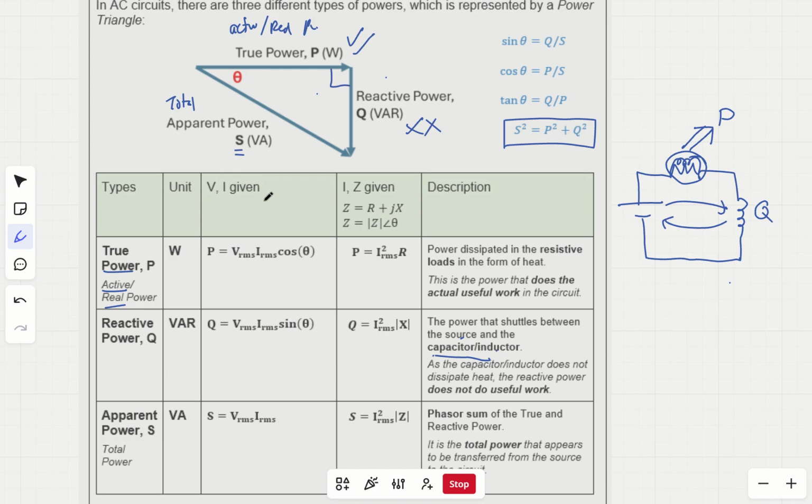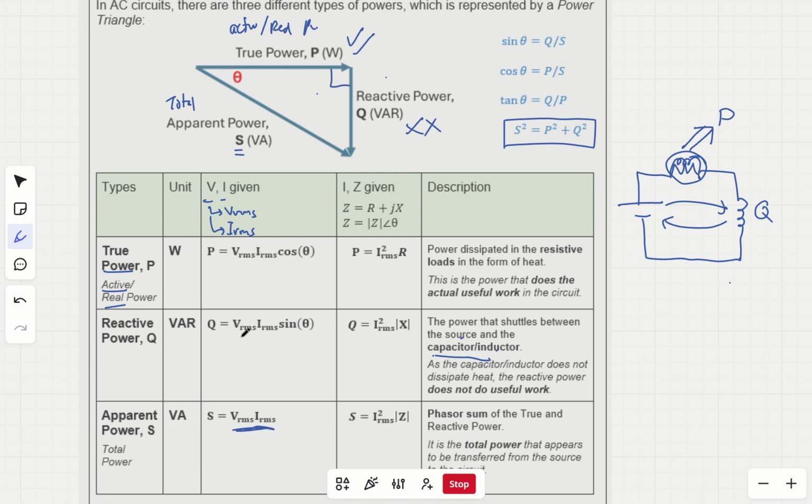Okay, now in a circuit, if your V and I are given, which means you can find the RMS value, VRMS and IRMS are given, we can easily calculate all these three powers. Okay, the apparent power or the total power is simply the multiplication of these two.